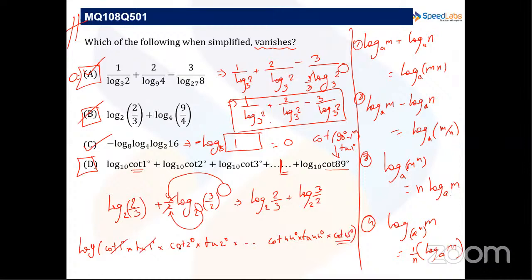So all these will get cancelled out and cot 45 we all know that its value is 1. So this will be log 1 to the base 10, which will again be 0. So all the options are correct: A, B, C, D. Good. Now moving to the next question.